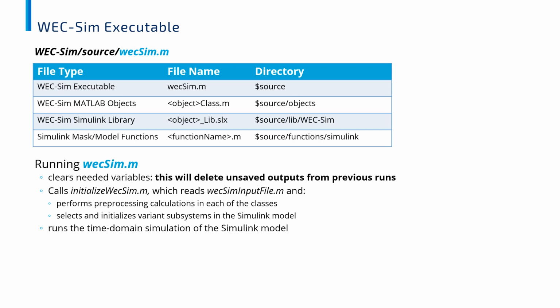This will read the WEC-Sim input file, perform a bunch of pre-processing calculations that are needed in the object classes that will be initialized in the WEC-Sim input file, and then it will select and initialize the variant subsystems that will determine the execution pathways within your Simulink model. And finally, although you won't actually see the block diagram open, it will run the time domain simulation of your Simulink model in the background.